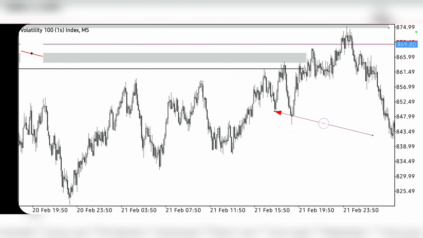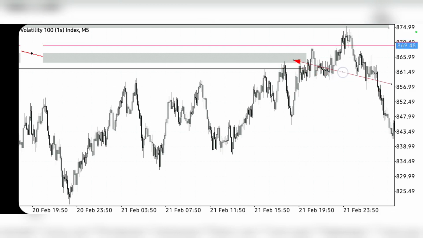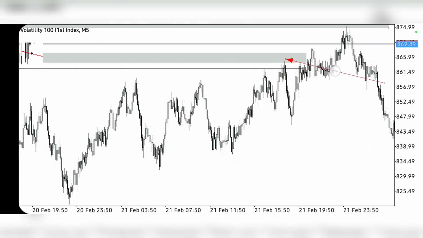A lot of people will enter the market after we had a break of this structure, because this was a first confirmation. In fact, I fell into that trap. I entered the market around this area, yes, and my stop loss was here. But I was not risking so much. It took me out of the market.